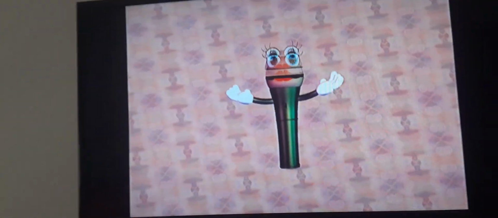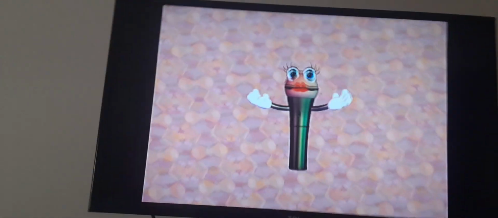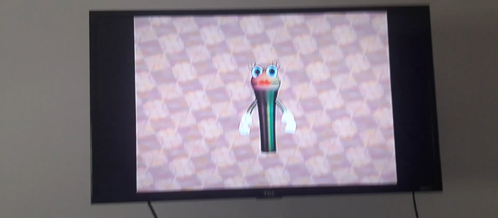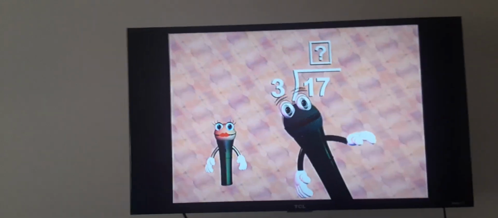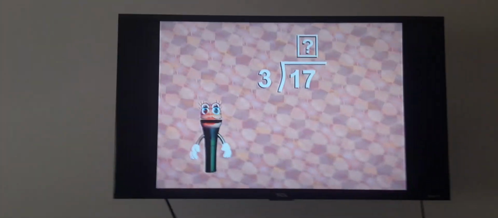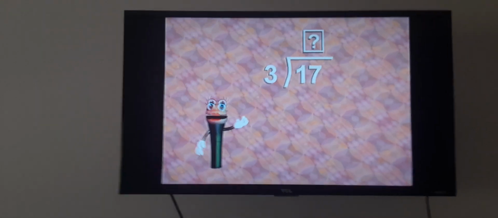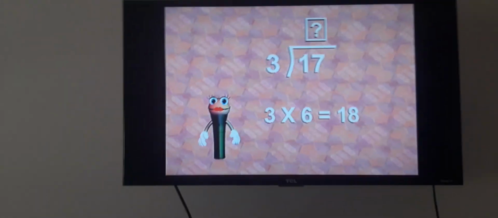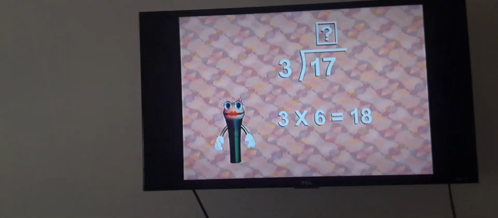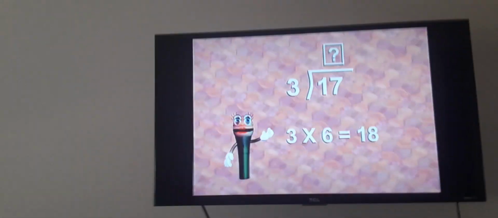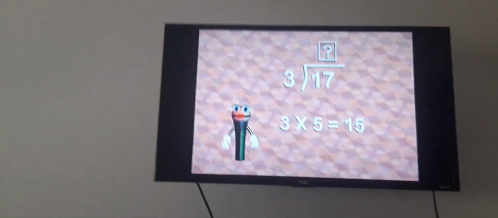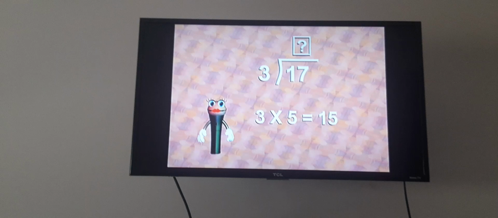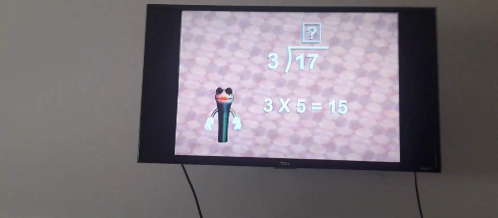I know a good way to show how remainders work, and learning this may also help you get ready for long division. 17 divided by 3. Step A. What multiplication fact will help you solve 17 divided by 3? 3 times 6 equals 18. 18 is 1 larger than 17, so 6 won't work. Let's try 5. 3 times 5 is 15. That's 2 less than 17.